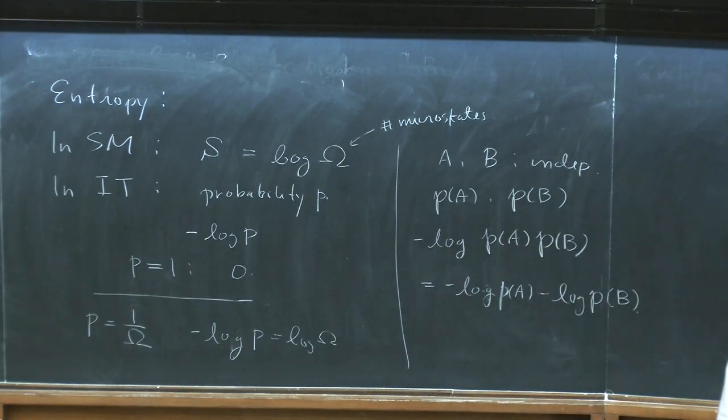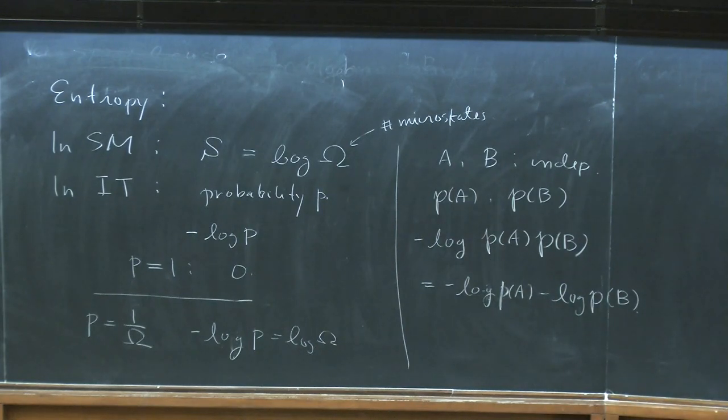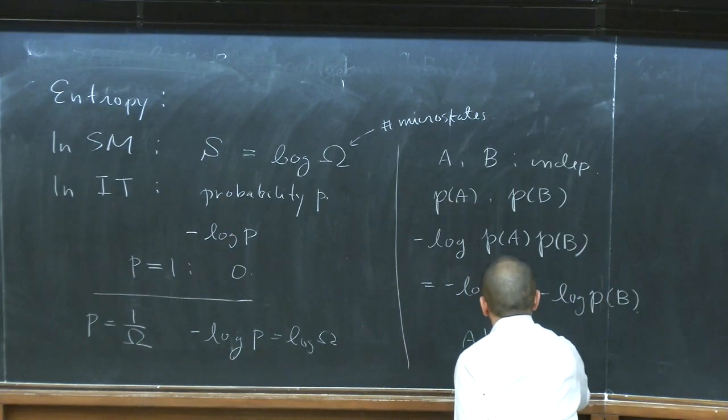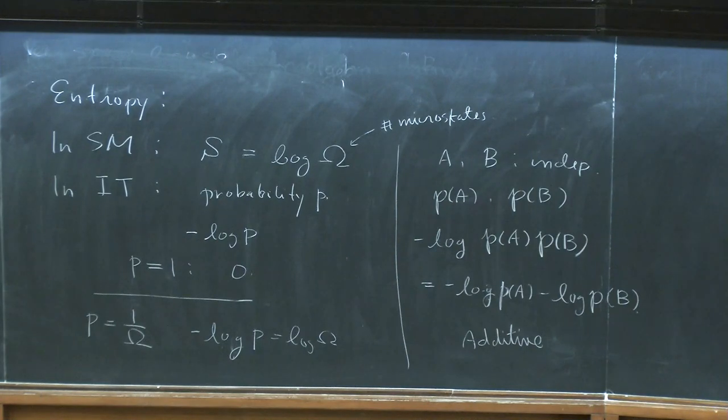What this means is that information is additive: if you learn that both A and B happen simultaneously and if they are independent, the amount of information you gain is additive. And in fact, you can prove that the log is the only function which has this property. So this is why we use the logarithm.